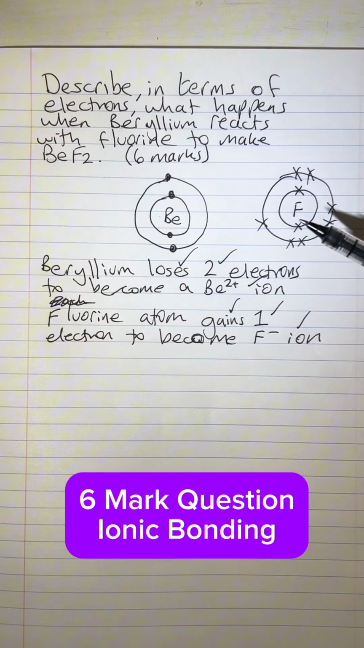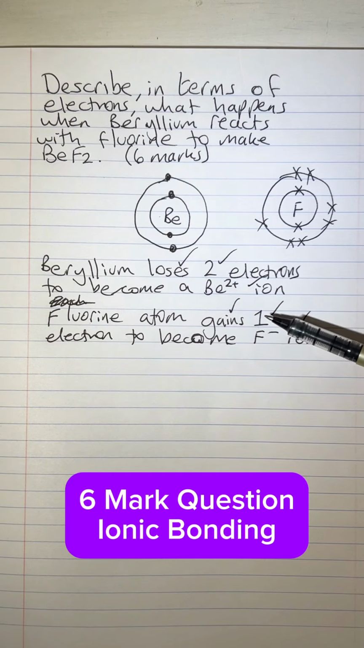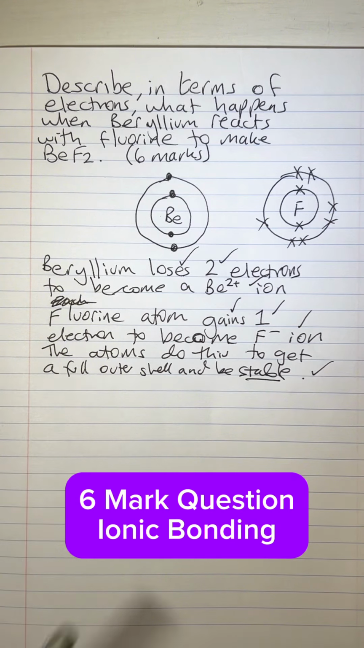We can also say that the fluorine atom gains 1 electron to become an F- ion. So again, you might get a mark for saying gains, another mark for saying how many electrons, and the type of ion that they change into. And there's no harm in saying why they do this. The atoms do this to get a full outer shell and be stable.